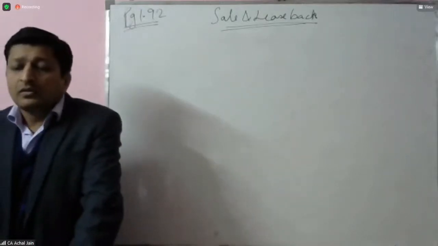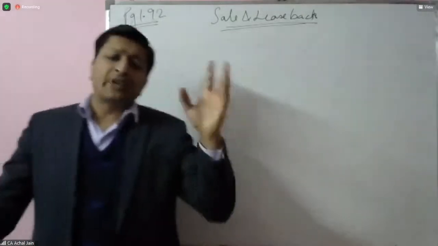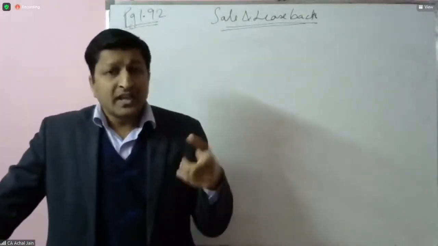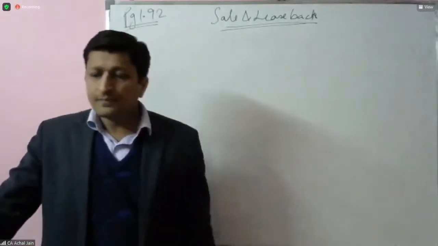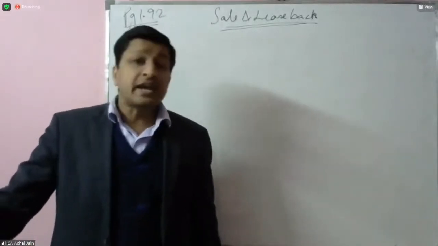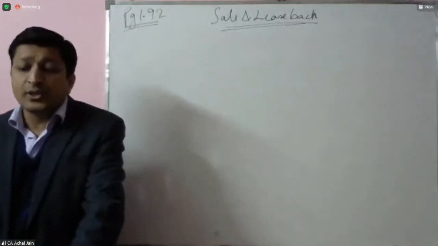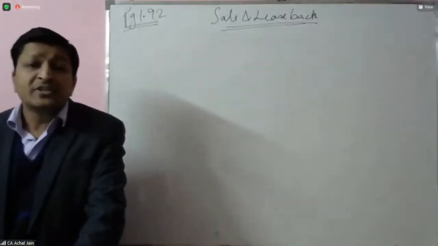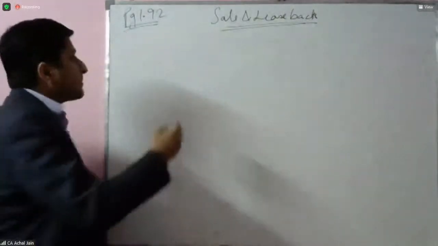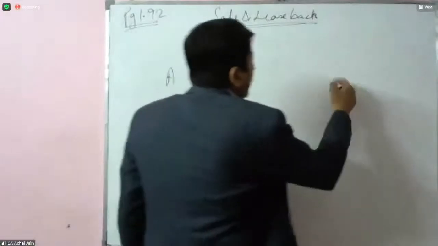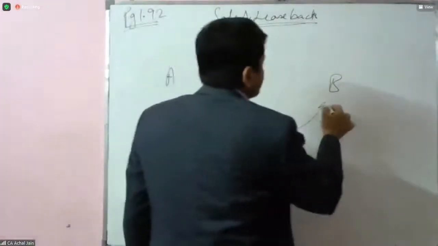First situation, where the sale and leaseback results in a finance lease. Means in sale and leaseback, the leaseback is that of finance lease. In that case, standard says excess or deficiency of sale proceeds. Which sale proceeds? Which A has sold to B. In our example, A and B were the parties. A sold to B.